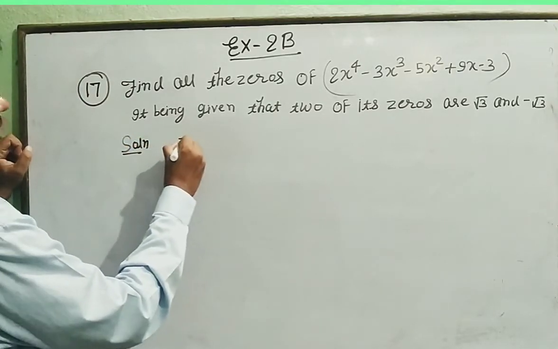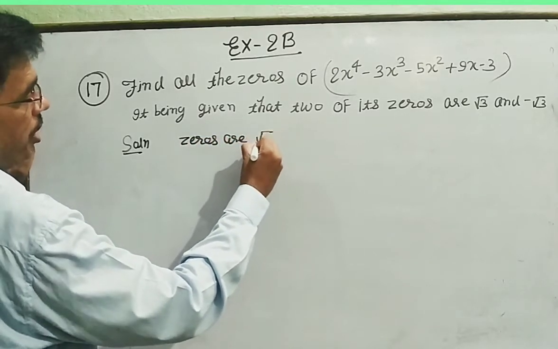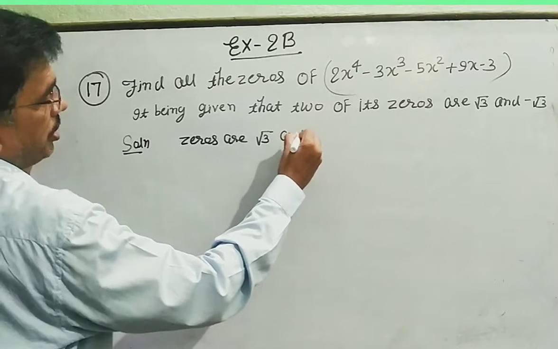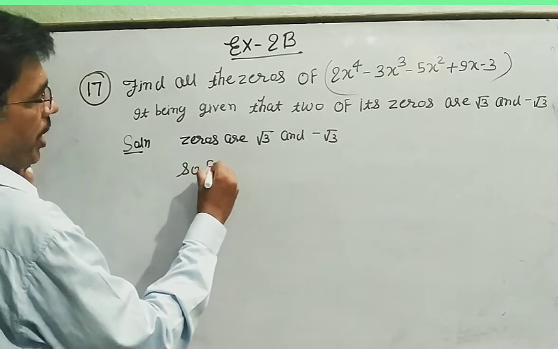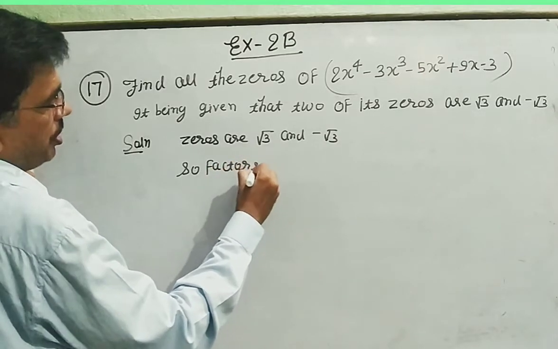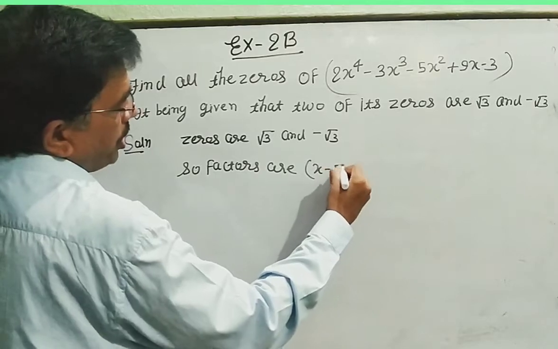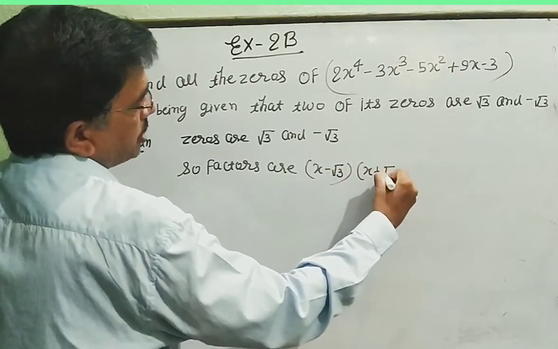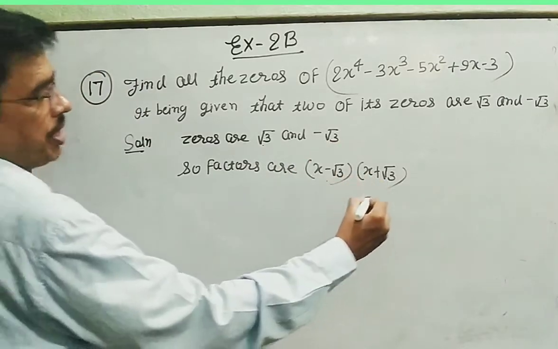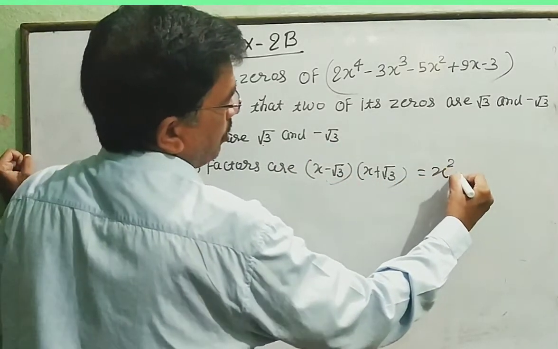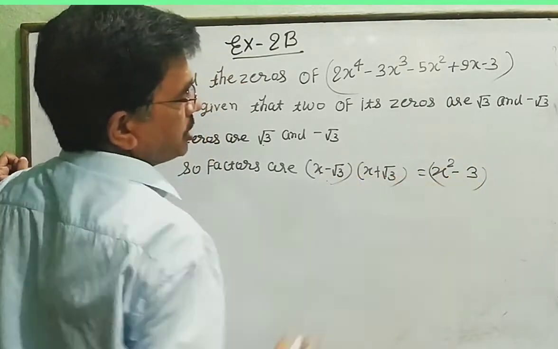First you write, zeros are root 3 and minus root 3. So factors are x minus root 3 and x plus root 3. It is root 3, then x minus root 3, it is minus, then it is plus. Then you get x square minus 3, because x square and root 3 square is 3.